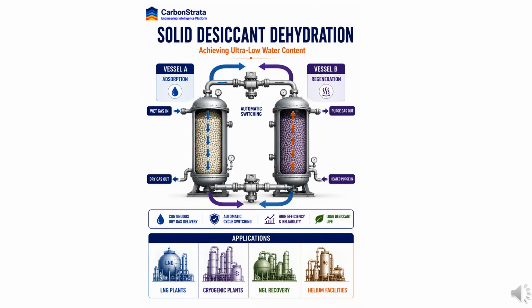Some gas processing applications require extremely dry gas that exceeds the capability of glycol systems. In these cases, solid desiccants such as molecular sieves are used. The desiccant adsorbs water from the gas stream and retains it within its porous structure. When saturation occurs, the vessel is regenerated using heated gas. Multiple vessels operate in alternating cycles to provide continuous dehydration. This technology is widely used in LNG and cryogenic processing facilities.